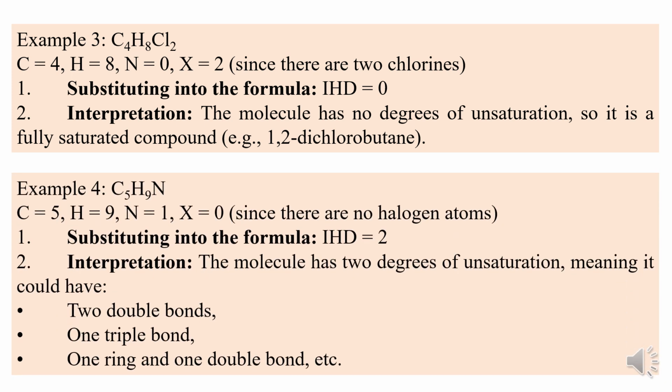Next example, C5H9N. Substituting into the formula, you get an IHD value of 2. So the molecule can have 2 degrees of unsaturation, meaning it could have 2 double bonds, or it could have 1 triple bond, or it can also have 1 ring and 1 double bond. So you cannot say for sure which one of these 3 can be ascertained to the particular given structure. So it could be any one of these 3.